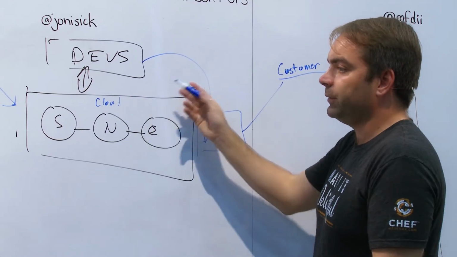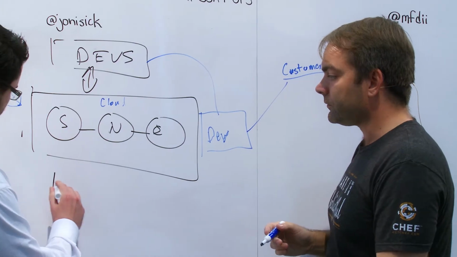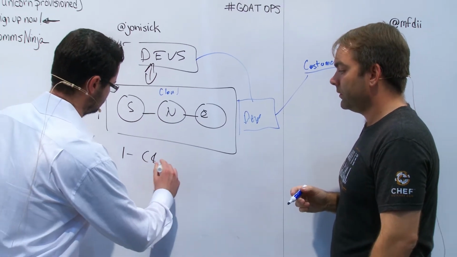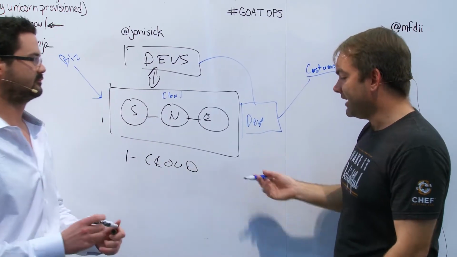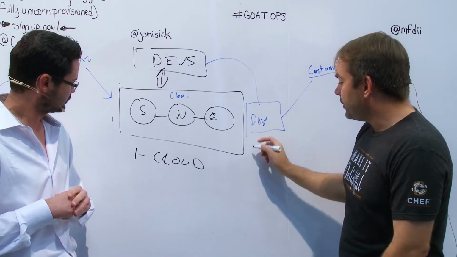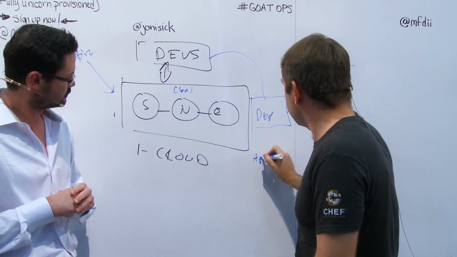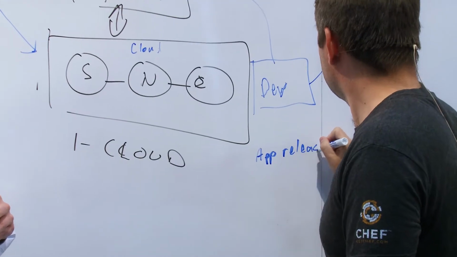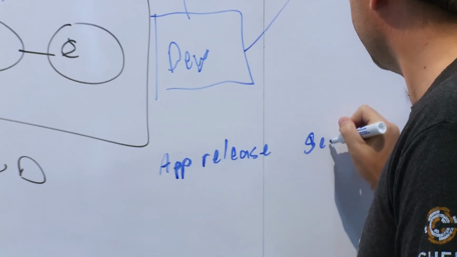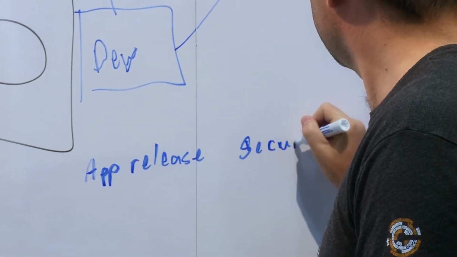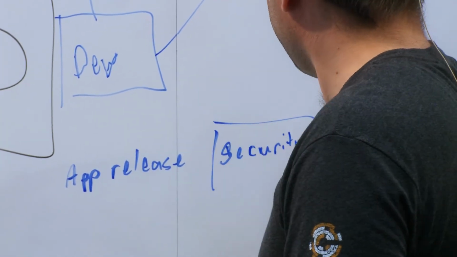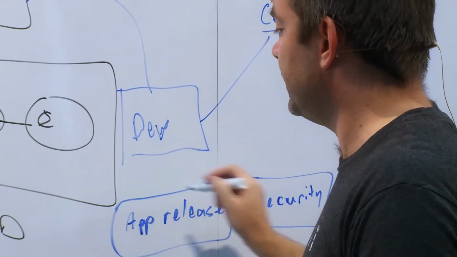So we started with cloud, we've got cloud, great. Now you actually talk about app release, and then you might have security delivery at the end. And so now you have all of these chains that you need to optimize.